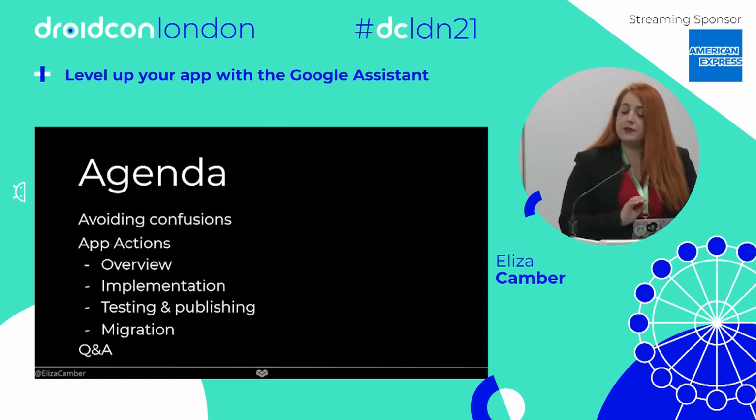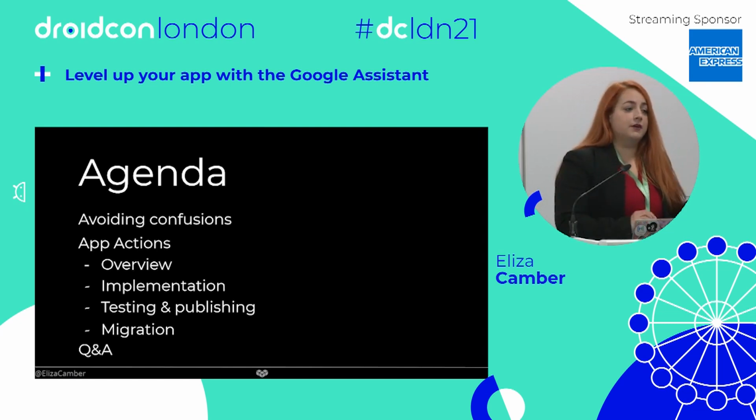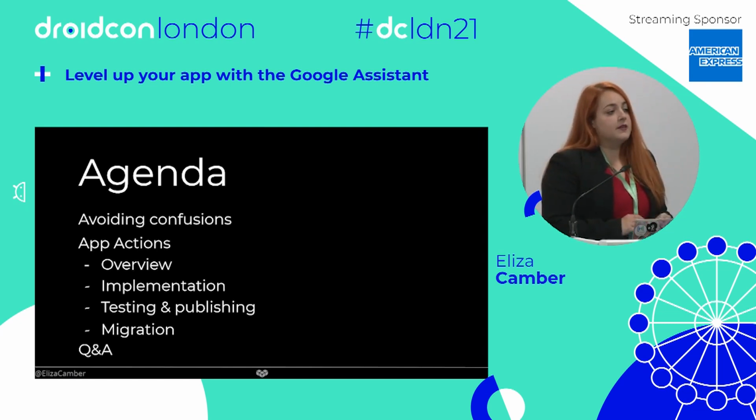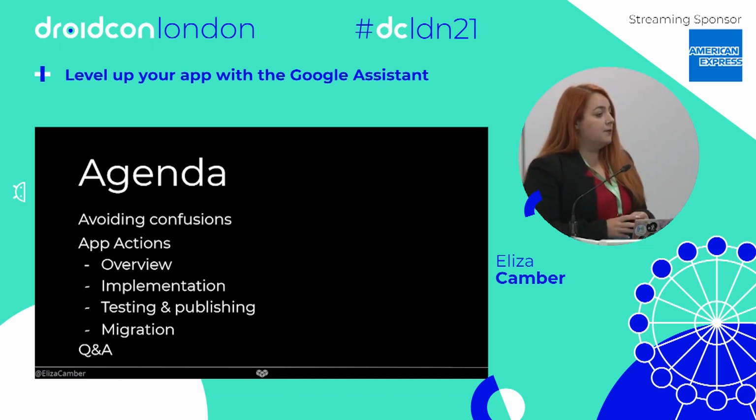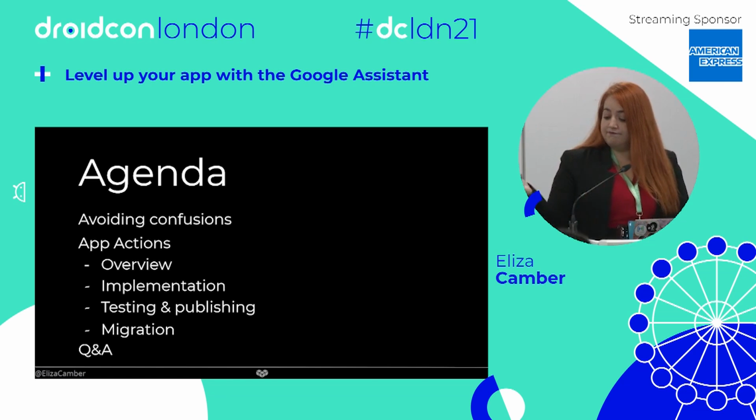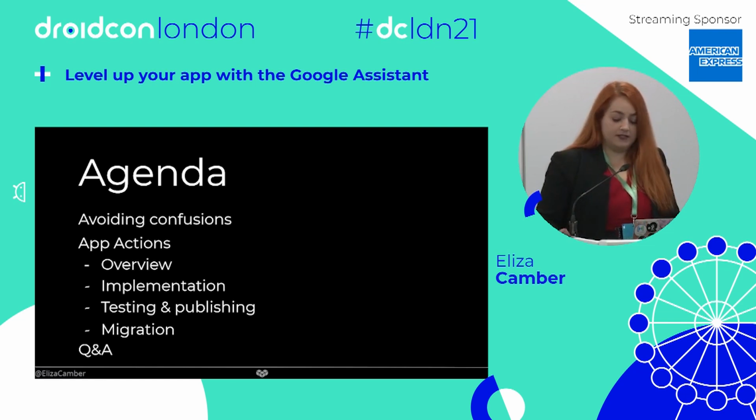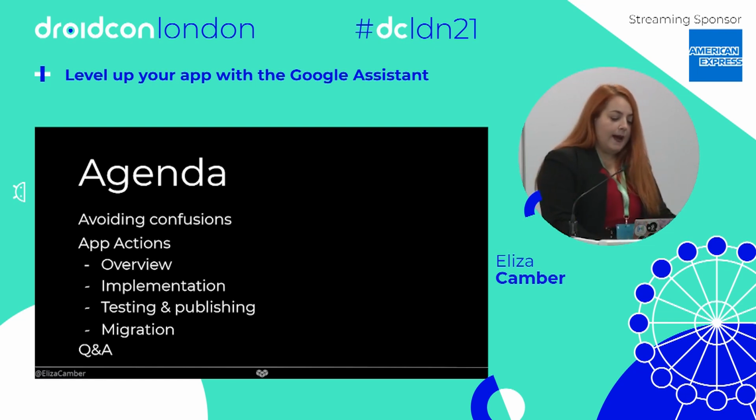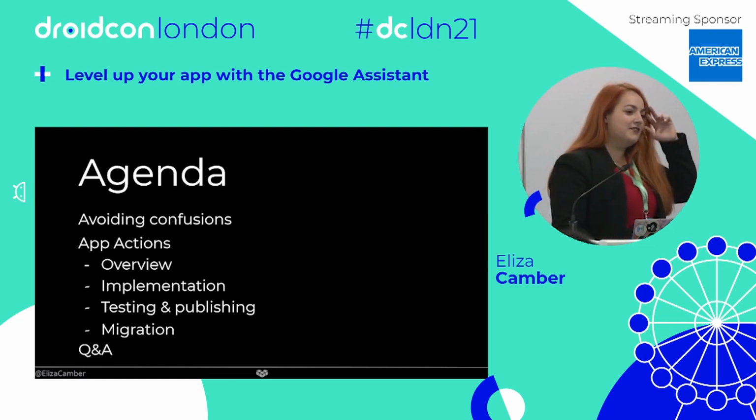Today's agenda: first we're going to make our way through some terminology. There are a few key terms that we need to identify first. Then we're going to see why we actually need app actions, how to build them, how to test them, how to publish them, and finally, how to migrate from an older API that you might have been using. And hopefully we're going to have some time for questions.